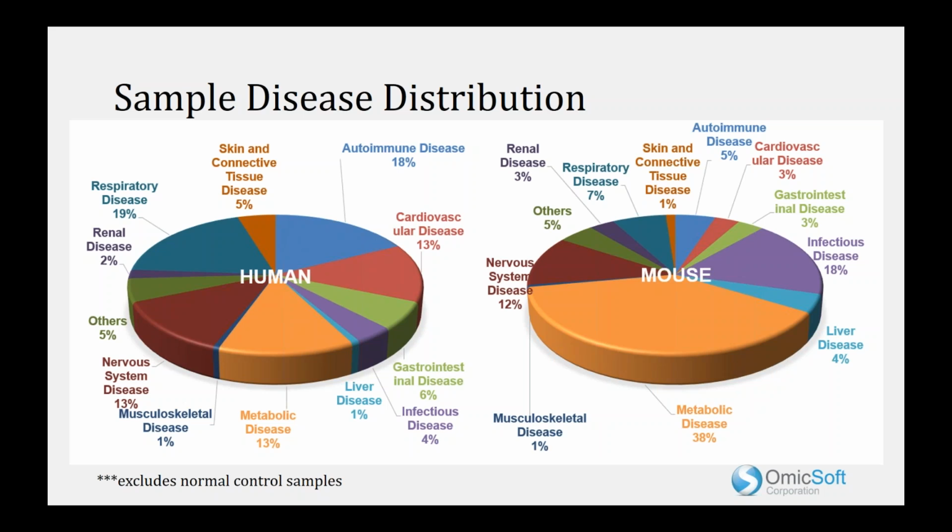From the sample side, you will see a lot of metabolic disease, especially for the mouse, because they are large-scale projects. That's why they are more dominant if you check the sample distributions.